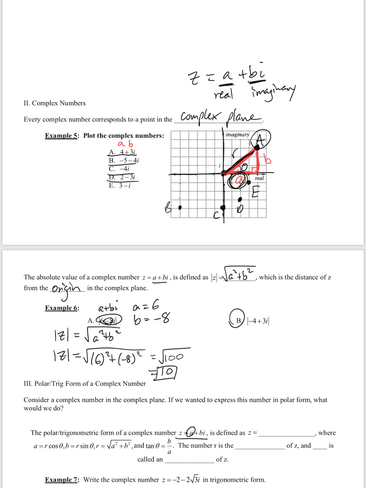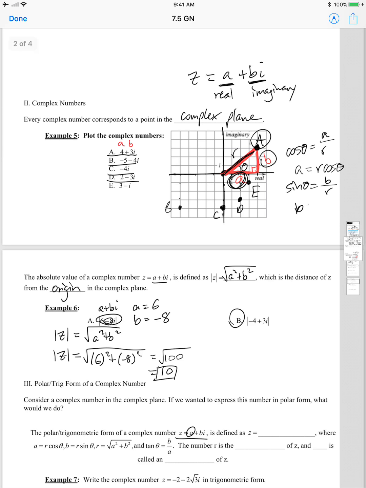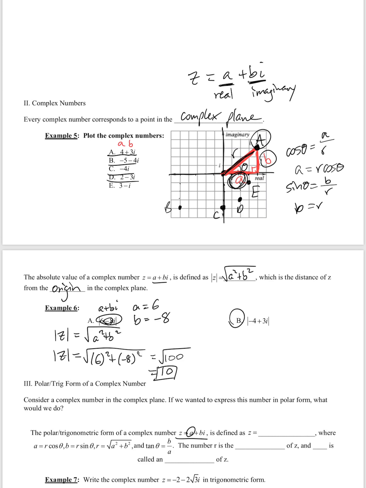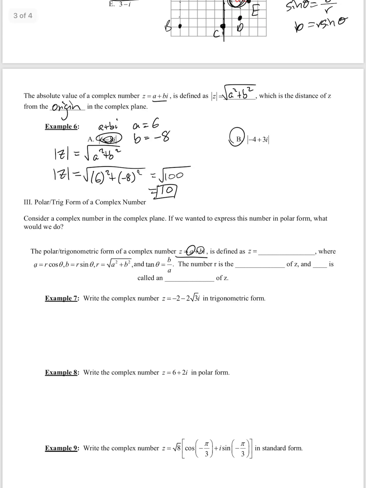So a, well, that's going to relate to the cosine of this angle, adjacent over hypotenuse. So if I want to solve for that a value, a is r times the cosine of theta. And similarly, b will relate to sine, opposite over hypotenuse. So b is r times the sine of theta. That's where we get that.